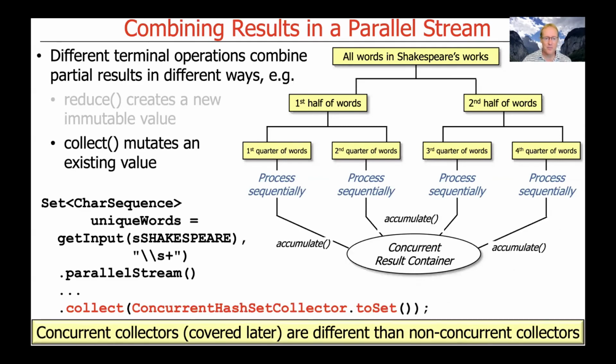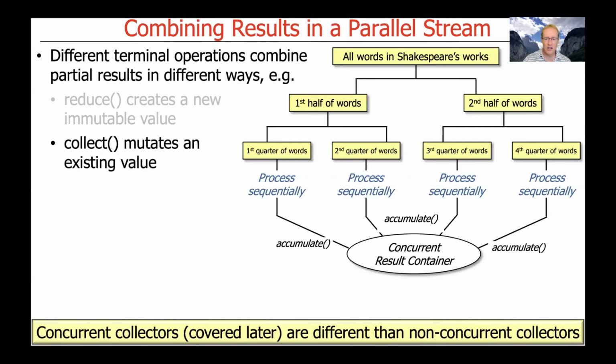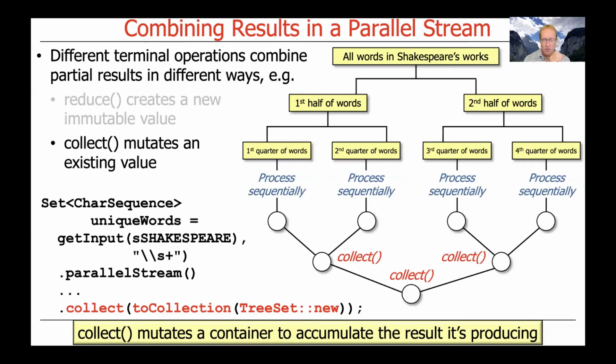In contrast, and we'll see this later when we talk about concurrent collectors, they work differently than non-concurrent collectors. So you can see with the non-concurrent collector approach, the sub-results are performed in different threads in sub-tree sets in this case. And there's no need for synchronization because nothing's ever merged together concurrently. They're always merged together sequentially.